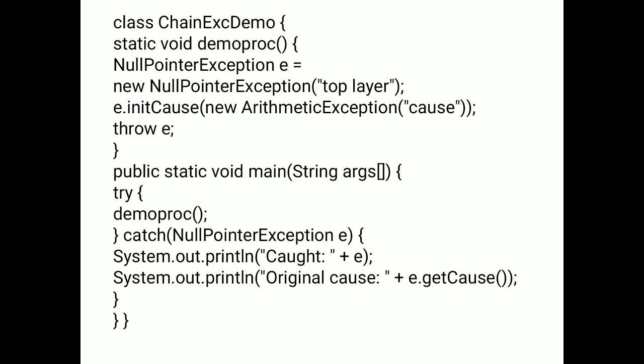Now in the main method, catch NullPointerException, System.out.println caught e. Now which exception is caught? ArithmeticException. Now System.out.println original cause e.getCause. What does e.getCause return? The cause of the NullPointerException. Which is the cause of the NullPointerException? The cause of the NullPointerException is the ArithmeticException.